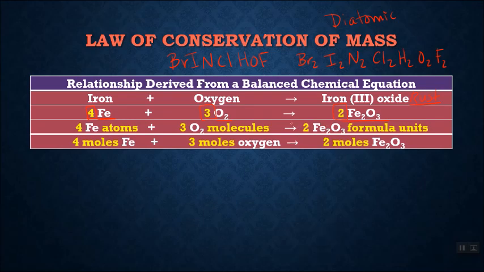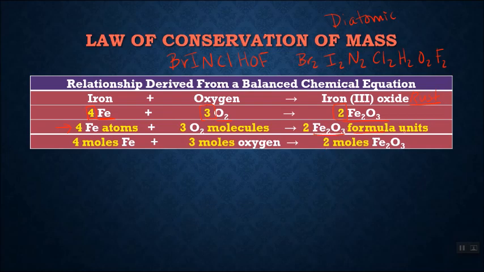And we'll touch on balancing later, but for right now, we're just going to use what is provided, the already balanced equations in the problems. So one way of representing this is saying that it's 4 atoms of iron plus 3 molecules of oxygen, giving us 2 formula units of our iron 3 oxide.